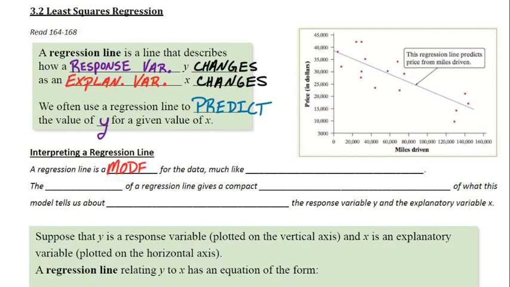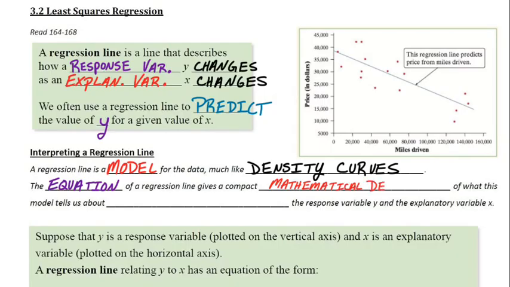Okay, so how do you interpret these things? This is what's important for the AP exam. So it's a model, much like density curves from Chapter 2. Those were models for a distribution, like a dot plot. So regression lines are models for scatter plots. The equation gives us a compact mathematical description of what this tells us about the relationship between the two variables.